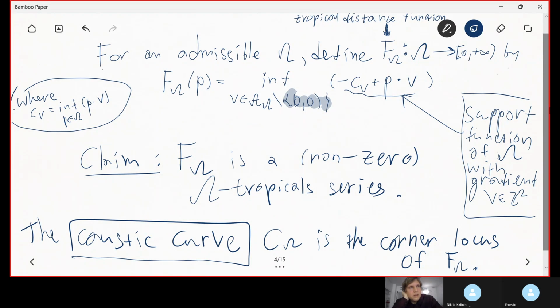So if you like, one can use sandpiles to extend it to non-admissible domains, but there what you'll see is that this caustic curve stops being a curve. It's a high-dimensional object. So I'll tell a little bit more about that in a couple of next slides.